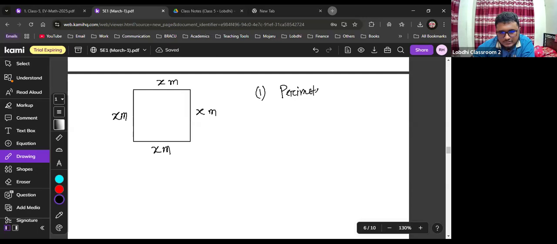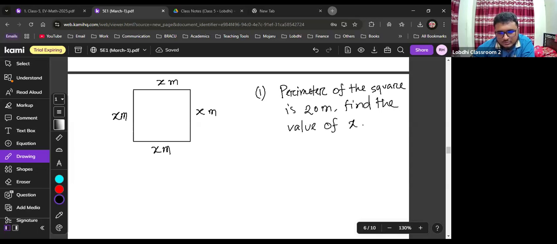the perimeter of the square is given, like perimeter of the square is 20 meter. You have to find the value of x. Find the value of x. Try it. If you can't do it, no problem, but you have to try it. Second question is, find the area of this square, area of the square.